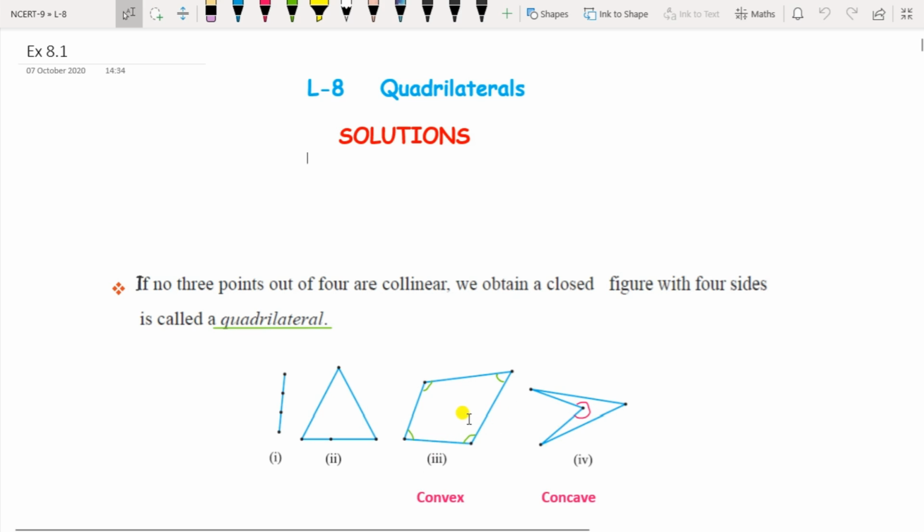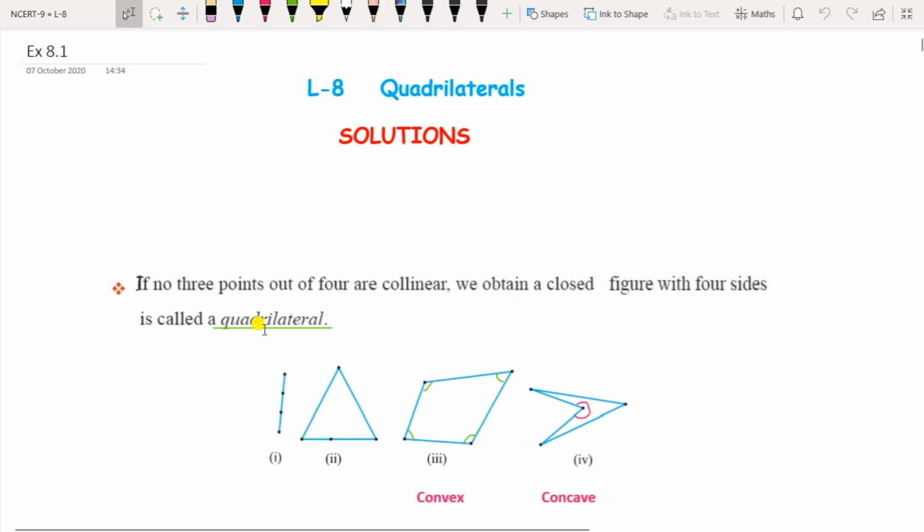The difference between convex and concave polygons lies in the measure of the angles. To be convex, all of the interior angles must be less than 180 degrees, then only it is convex, otherwise it is concave. If an interior angle is more than 180 degrees, then it is concave. So in your syllabus it is all about the convex quadrilaterals. So what is a quadrilateral?